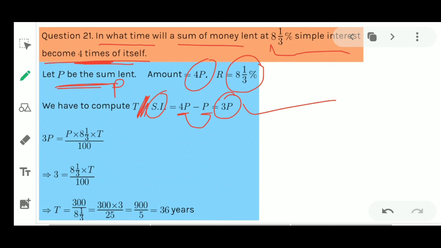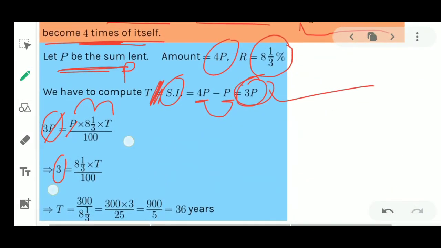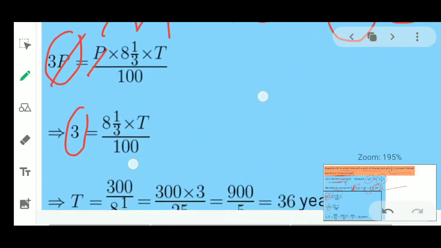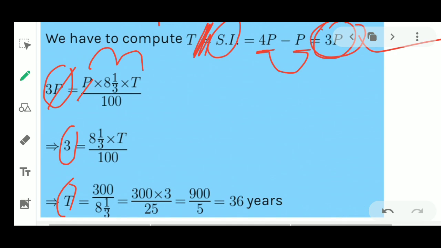Clear? Now t, we have to find out t. So this is what? Simple interest. So simple interest equal to p into r into t by 100. Now keep only 3 on one side, then okay, here p p will be cancelled. Okay, so 3 equal to 8 whole 1 by 3 into t by 100. Now keep t on one side, then another side will be 300 by 8 whole 1 by 3. 8 whole 1 by 3 is what? 25 by 3. So 300 into 3 by 25. So 300 by 25.